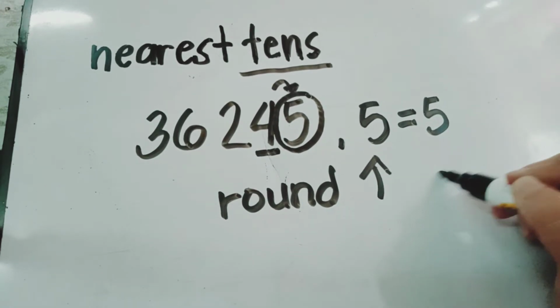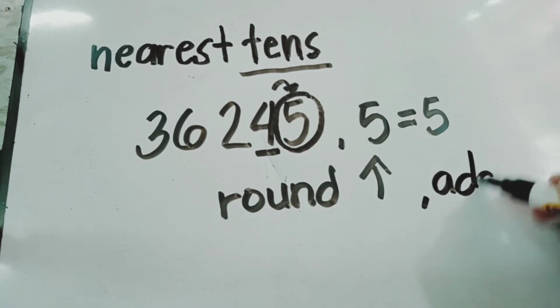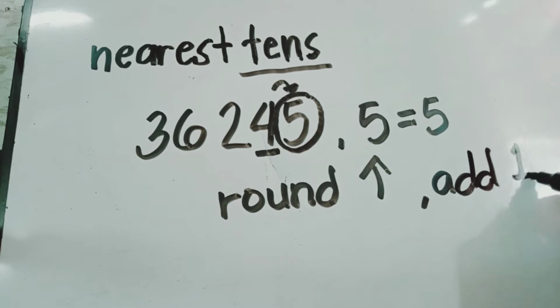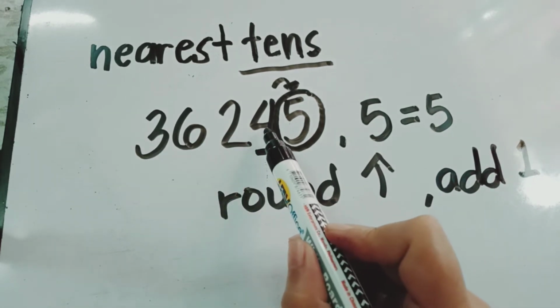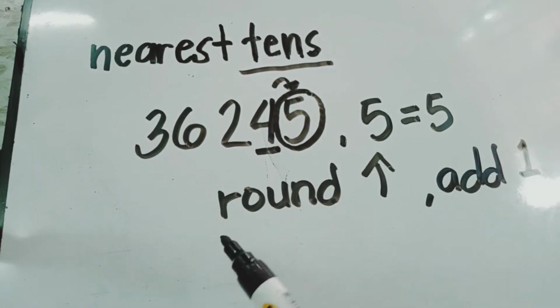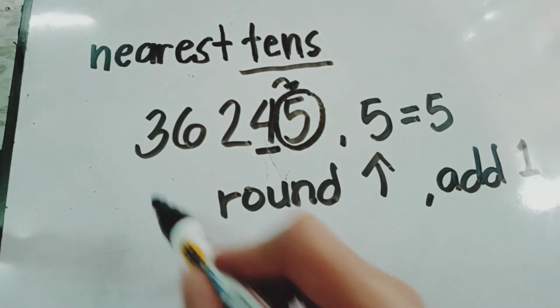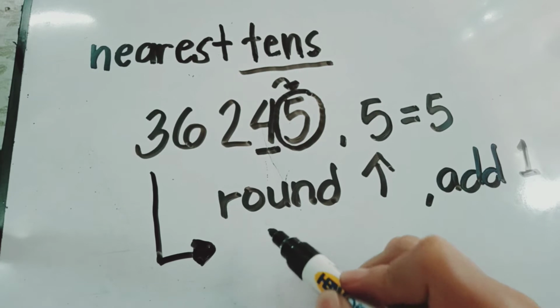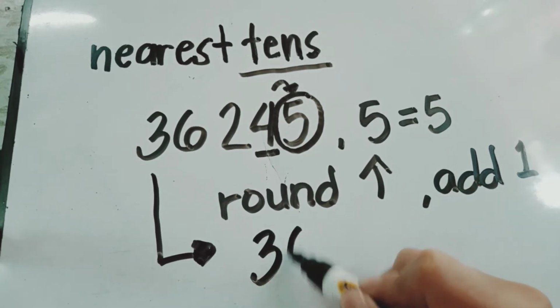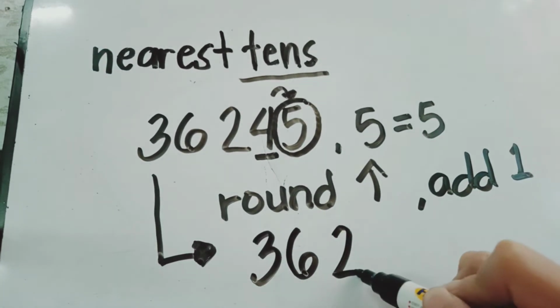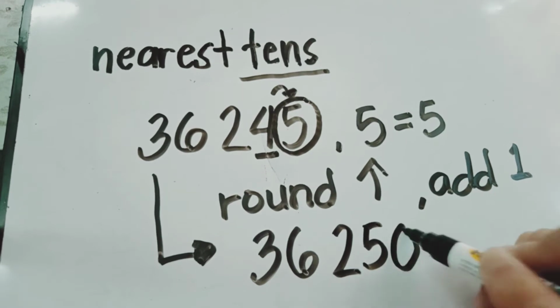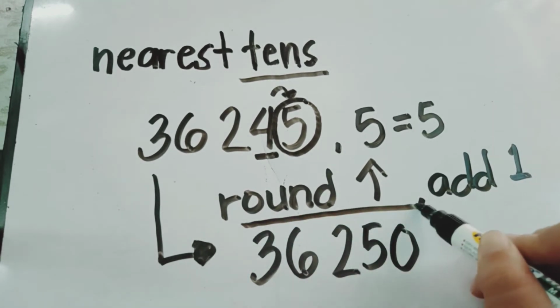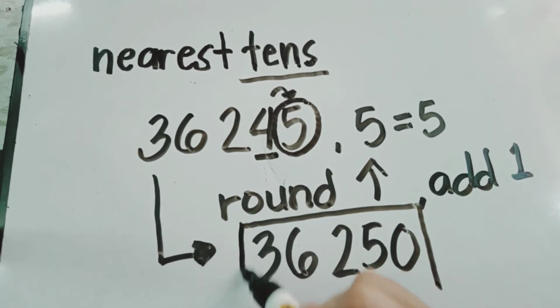So in rounding up, we will just add 1 to the number under the place value we're rounding off. So 36,245, if it will be rounded off to the nearest tens, it will become 36,250.